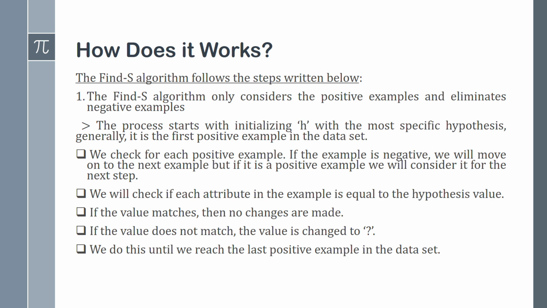We check whether each attribute in the example is equal to the hypothesis value. If the value matches, no changes will be made. If a value does not match, the value is changed into the question mark. We do this until we reach the last positive example in the data set.